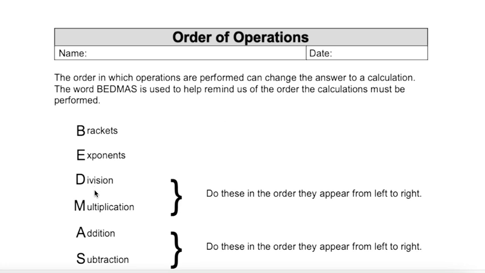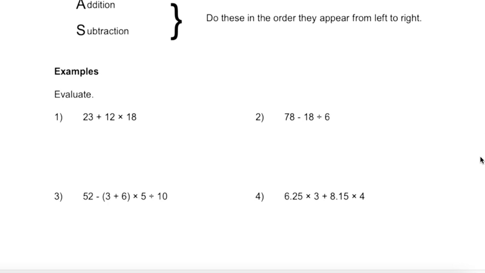For division and multiplication, you can do these in any order that they appear from left to right. And for addition and subtraction, you can also do those in any order that they appear from left to right. Let's take a look at some examples.